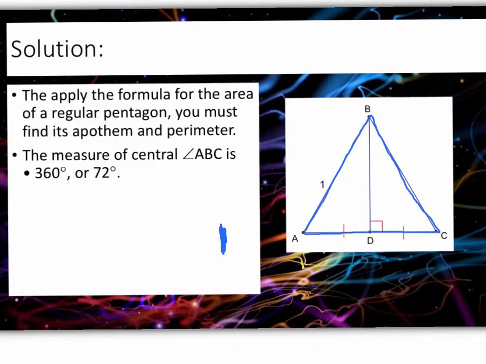Remember, we had the radius of 1, so 1 side length was 1. And we want to find the measure of the central angle, ABC. We take 360 and divide that by 5, and 360 divided by 5 gives us 72. So this entire angle here is 72 degrees.